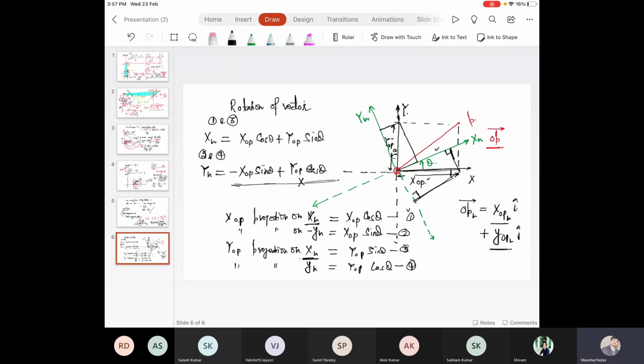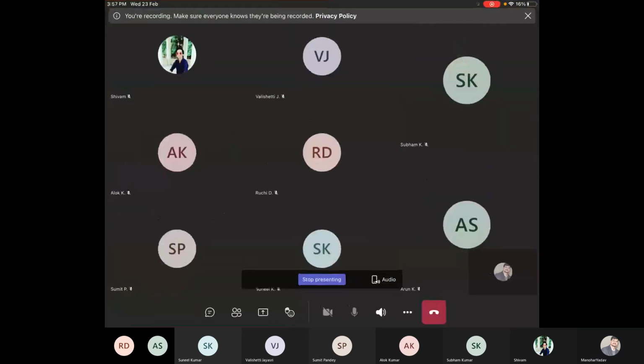Kindly note it down. Please make a note on this. Kindly see this derivation very carefully and note it down in your notebook.